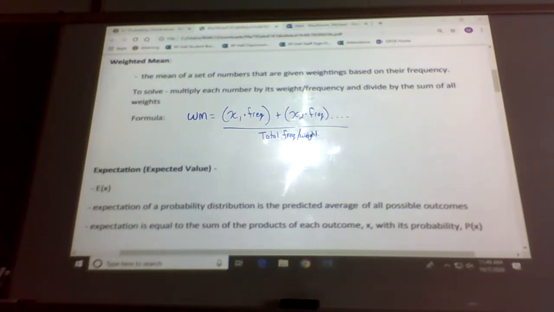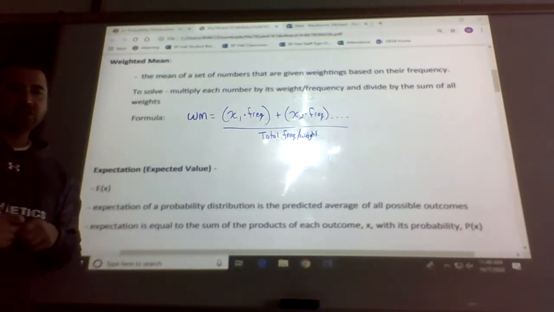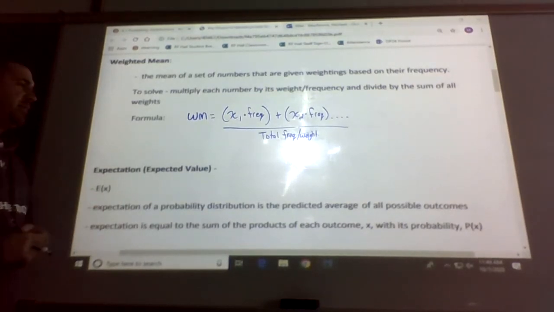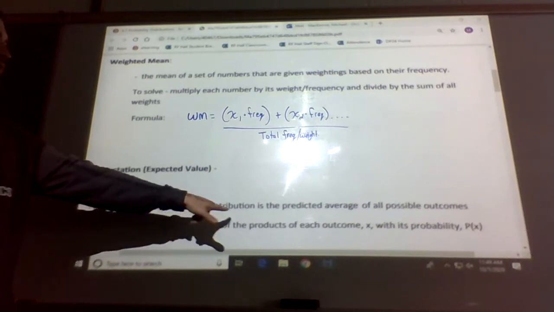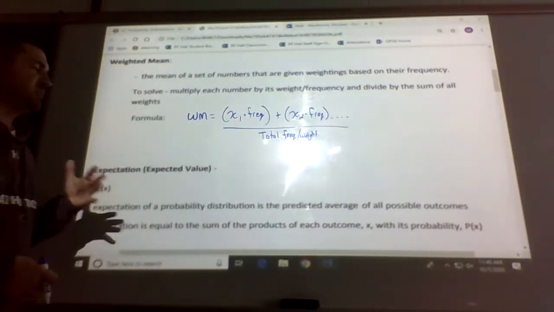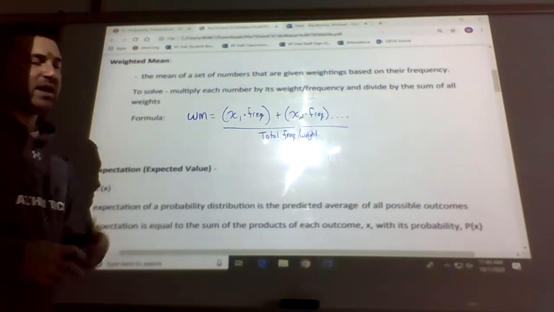Okay, next thing is we have something called expectation. The symbol for expectation is E of x. It's the expected value. It's a probability distribution. It predicts the average of all possible outcomes. So it's sort of saying what should you expect.